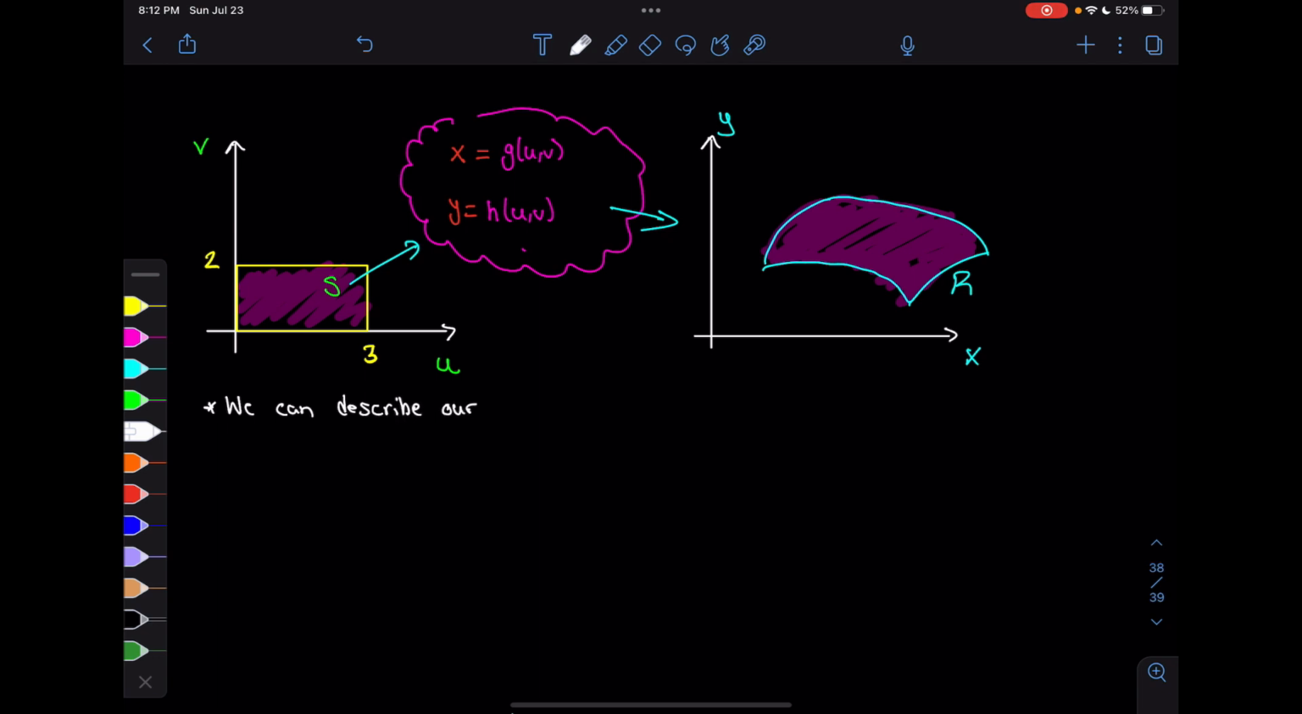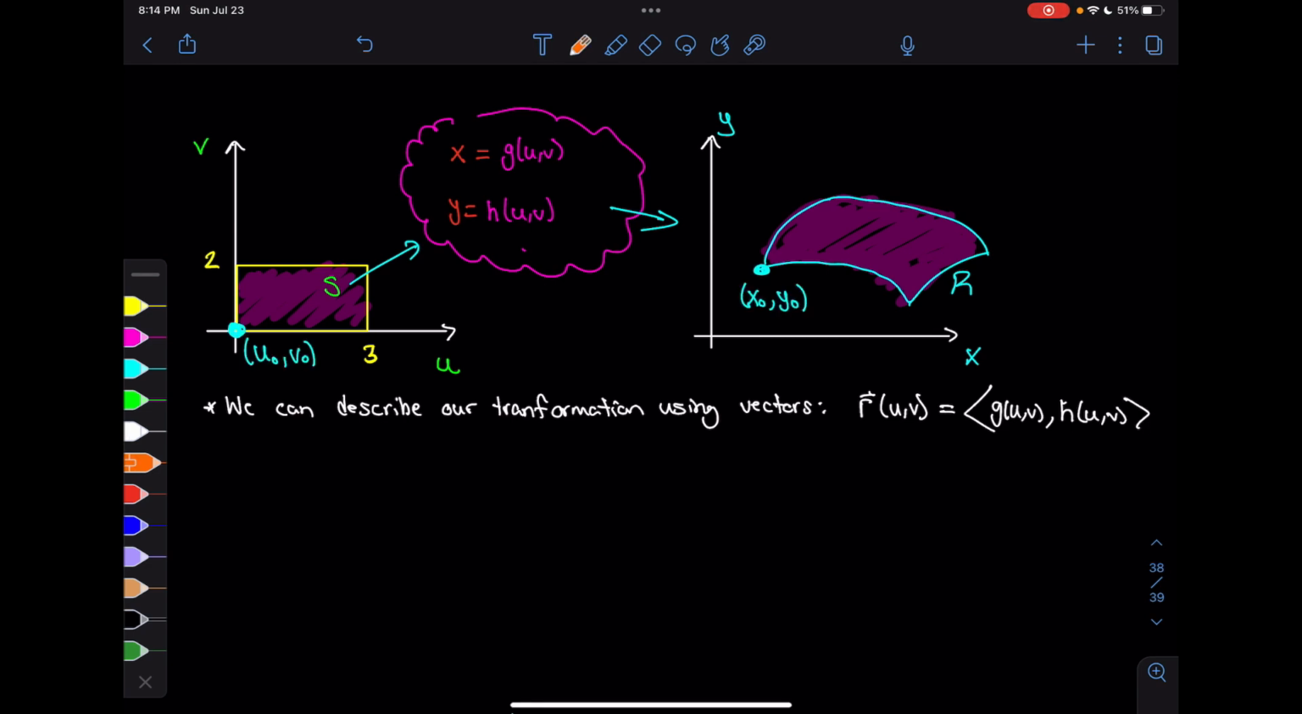We can describe our transformation using vectors, okay? Specifically, we can say that the transformation is this vector function in terms of u and v, where the x component is g of uv, and the y component is h of uv. So the idea here is that this transformation is mapping all of our points from uv into xy.